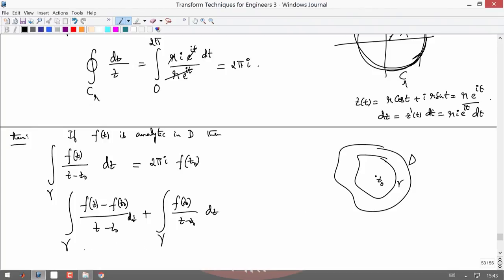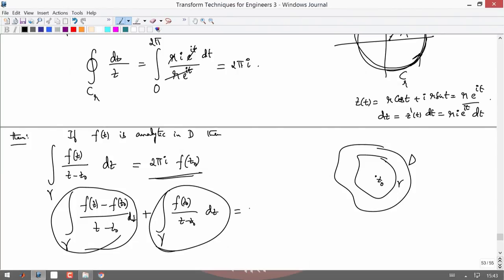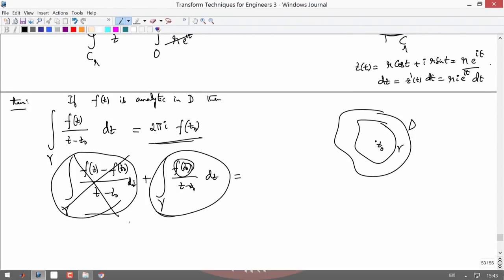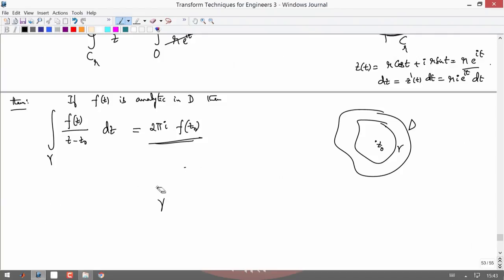I will show that this first part goes to 0, and what you end up with is 2 pi i times f of z naught, which is a constant that comes out. The only thing that remains to prove in this theorem is that this integral can be made as small as possible if it is a closed curve, okay. With that idea we can get this result. This is the Cauchy integral formula.